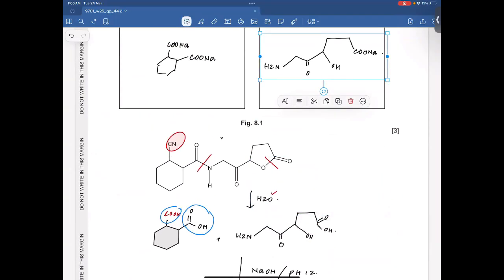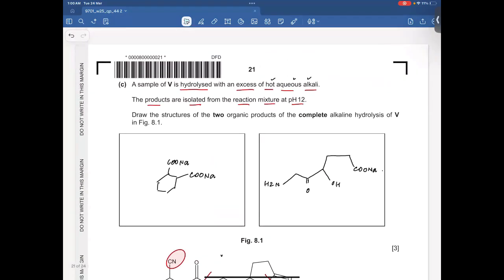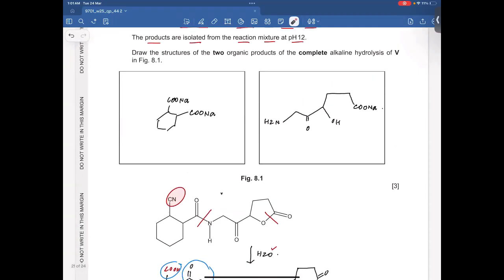Okay, I hope it makes sense to you. Another issue, examiner didn't say NaOH. Examiner said hot aqueous alkali, which means it has to be COO negative. Okay, I hope it makes sense to you. Okay.